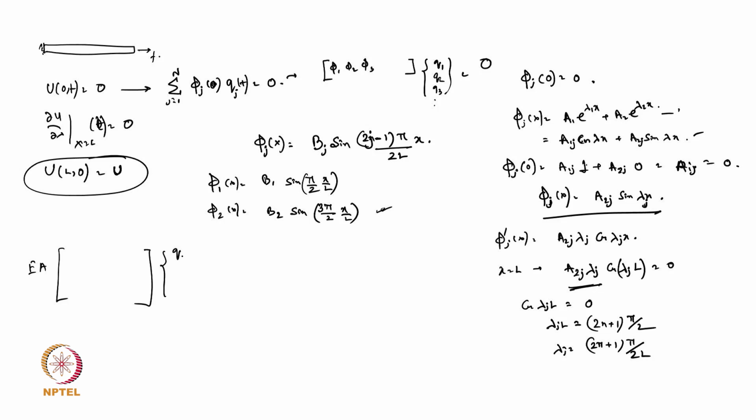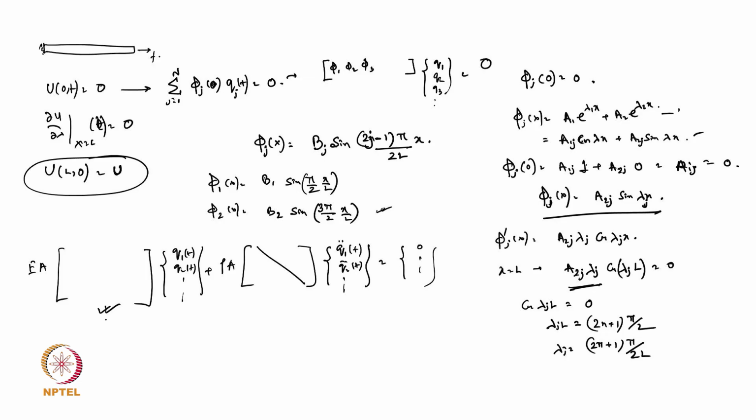with Q1(t), Q2(t) like this, plus rho E into a diagonal matrix with Q1 double dot (t), Q2 double dot (t) like this, equal to zero or whatever. Perfect. So this matrix we are able to get, and this we are able to get.